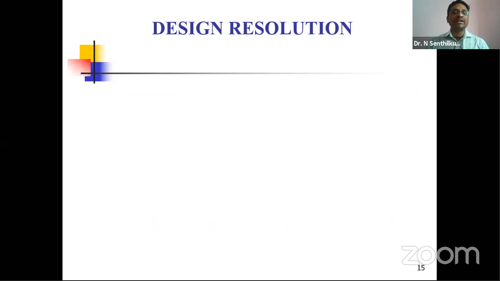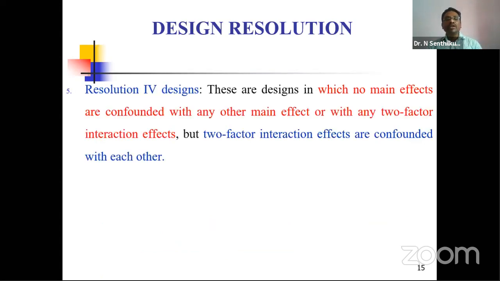So what is this design resolution for? The main effects are not compounded with each other, and also the main effects are not compounded with two-factor interactions. But previously, in the case of design resolution 3, only the main effect is there, but the two-factor interaction is compounded, that is unstable. But in this case, if I'm going to consider design resolution 4, then I can consider the two-factor interaction. But two-factor interactions among themselves are unstable.